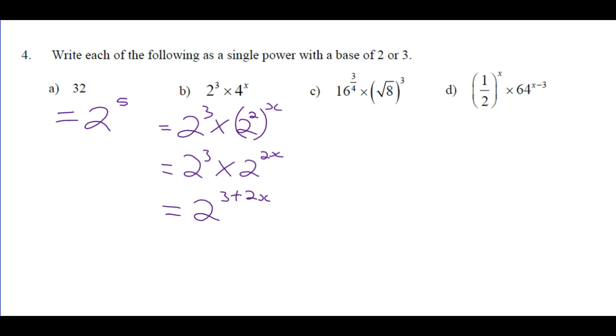Okay, so we will see this again. We're going to use this when we solve exponential equations, where we're going to have to change one number into writing it as a power of a different number.